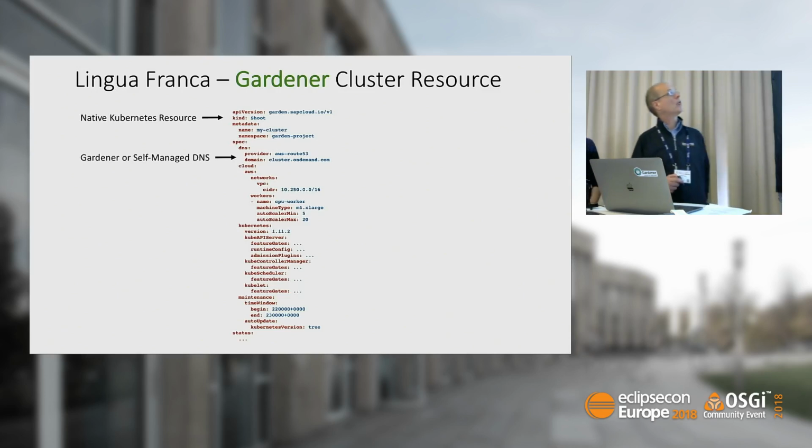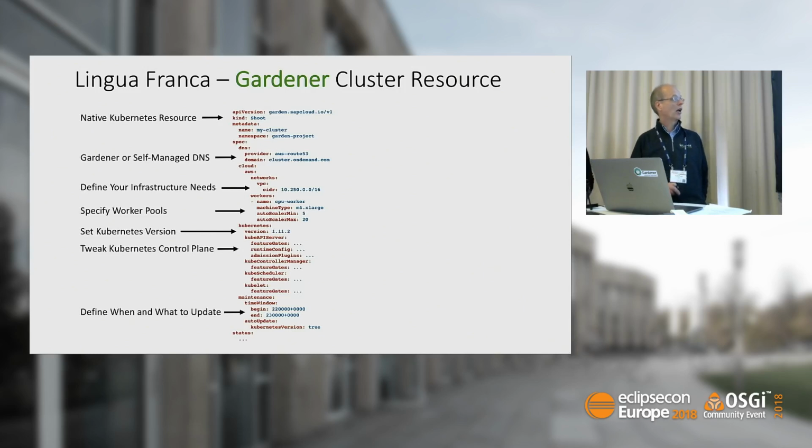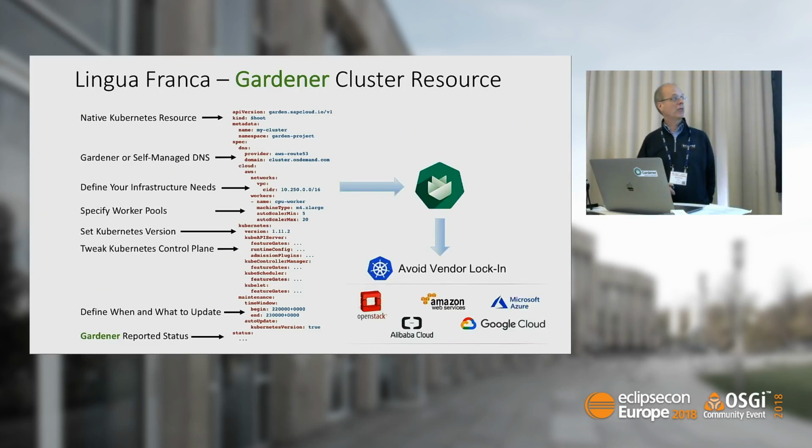Then you can define which DNS to use. You can define your network setup. You can specify which worker pools you want to have. You specify the Kubernetes version. You can also tweak it, so you can tweak configuration of the control plane. And you can also define when you can accept updates of all the software running in your cluster. And finally, Gardener will later on, when you deploy this into Gardener, spin up a cluster looking like that, and it will report back the status here. So Gardener will take this, and then it can deploy it on all the supported infrastructures. So you just need to provide credentials for one of those, and then you can deploy a cluster in that.